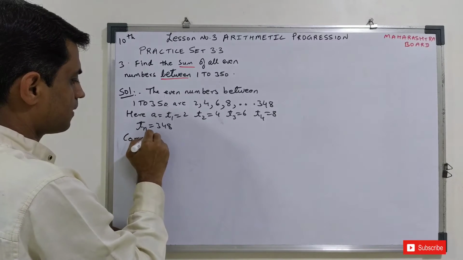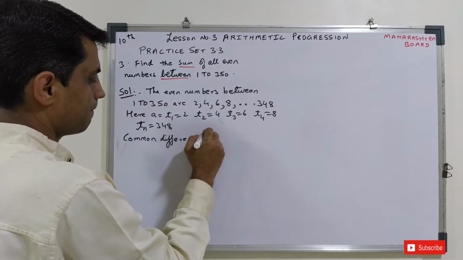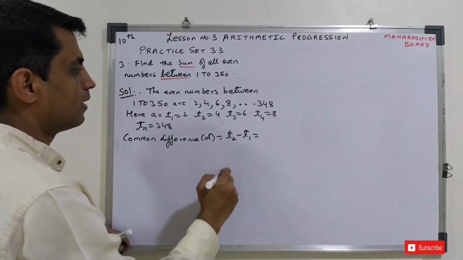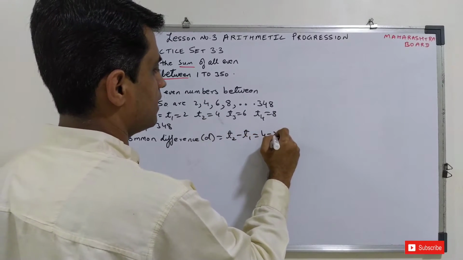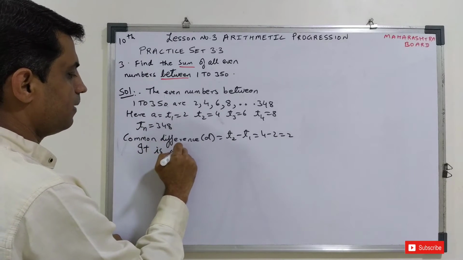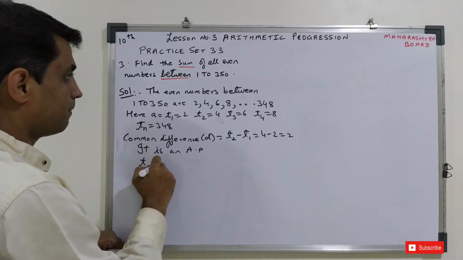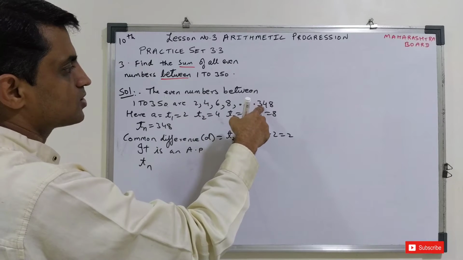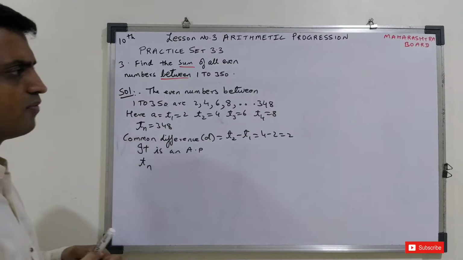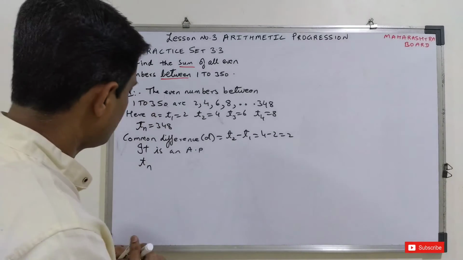The common difference, that is called D, is what? T2 minus T1. T2 minus T1 means 4 minus 2, that is 2. We will write it is an AP. We will use the Tn formula because we have to find the position of this number. We want the sum. Sum means one more formula is there. Let us check first Tn.